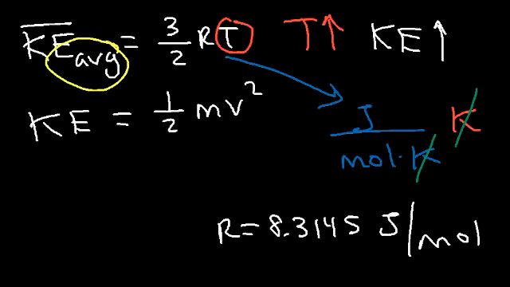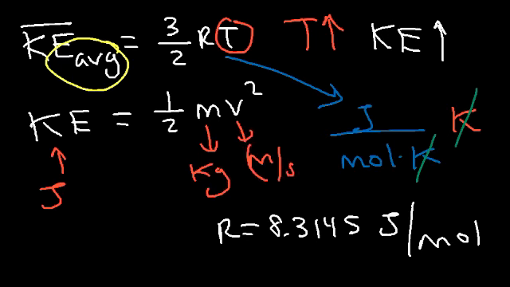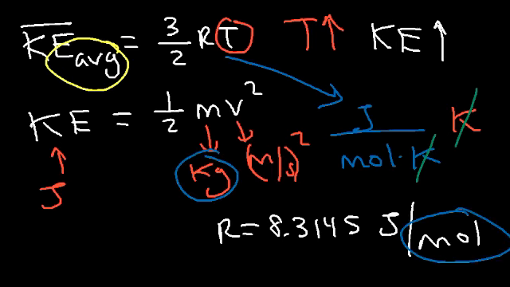Now, for this equation, R is in joules per mole, and it makes sense because kinetic energy is usually in joules. Now, for this equation, we have mass in kilograms, we have the speed, which is meters per second squared. 1 kilogram times 1 meter per second squared is equal to a joule. However, we don't have moles in this equation, so we need to introduce it. So what we need to do is multiply this equation by 1 over n, because n is in moles, and then we can have the units joules per mole.